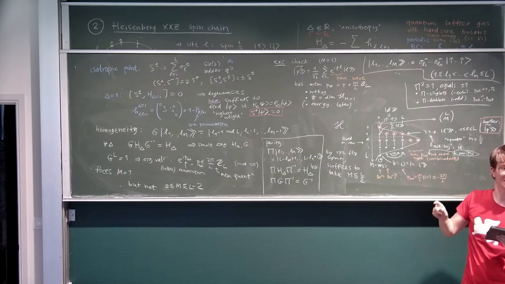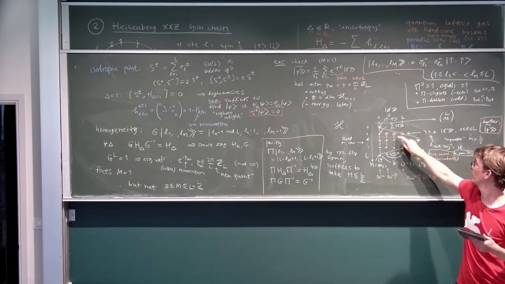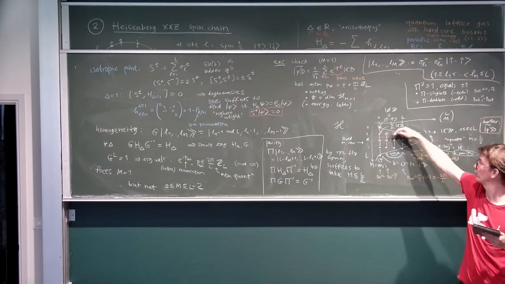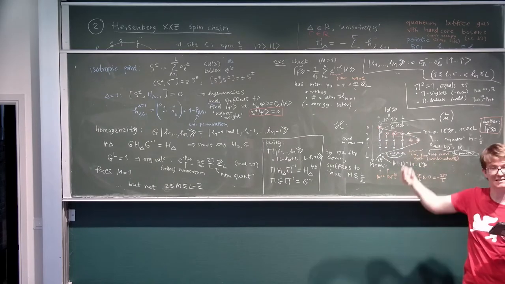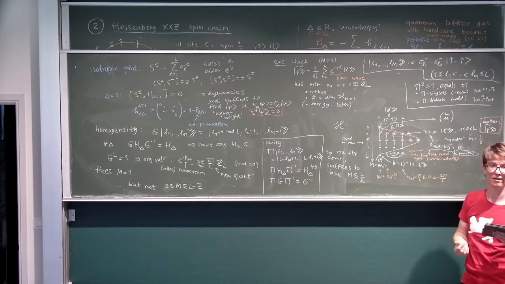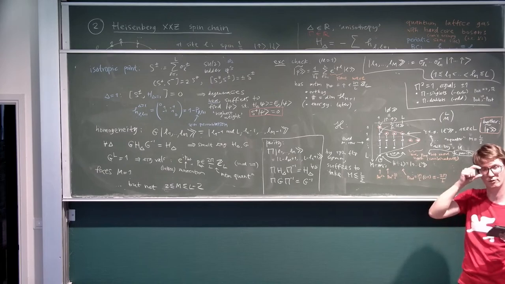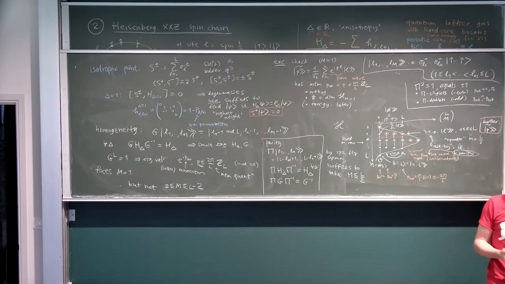So for instance, for XXZ, these dots, they're not just S minus. If they should be eigenvectors of H delta, they're not going to just be applications of S minus, but I still know which momenta are going to occur, what the parities are going to be, and so on. So it's a bit useful, but not so useful.